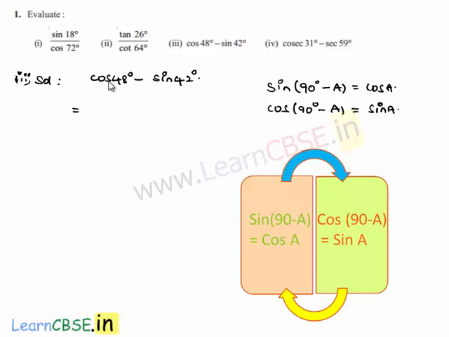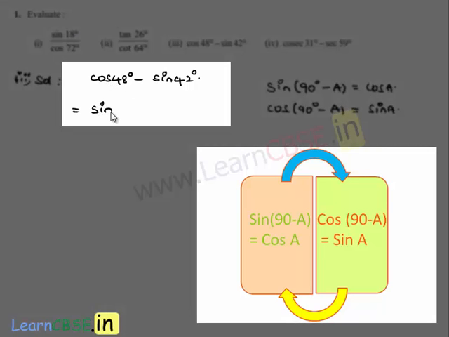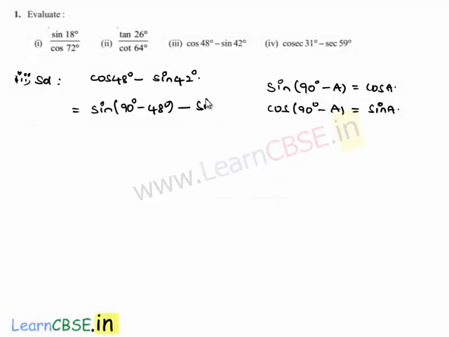So let us convert this cos into sin. That will be sin of 90 degrees minus 48 degrees minus sin 42 degrees. This will be equal to sin of 90 degrees minus 48 degrees is nothing but 42 degrees minus sin 42 degrees. Now sin 42 degrees minus sin 42 degrees is nothing but 0. That is the solution.